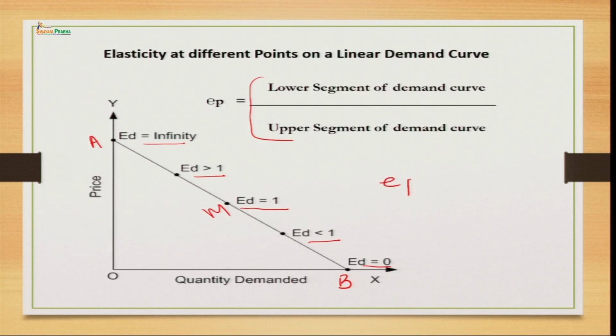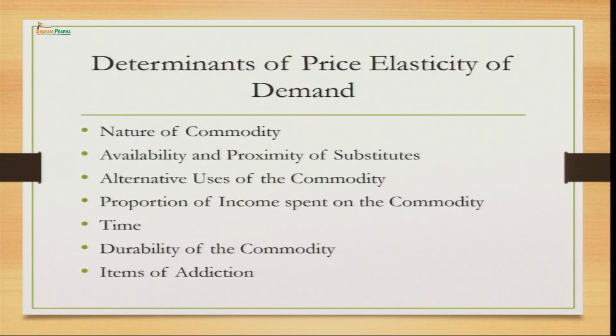Here we can also write it as we have denoted it. The lower segment will be MB and the upper segment will be AM. So, this is how we are able to represent the different degrees of price elasticity on the linear demand curve, right. Now, we have determinants of price elasticity of demand.